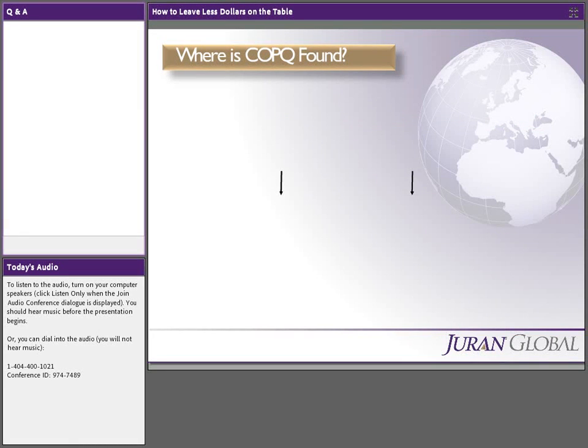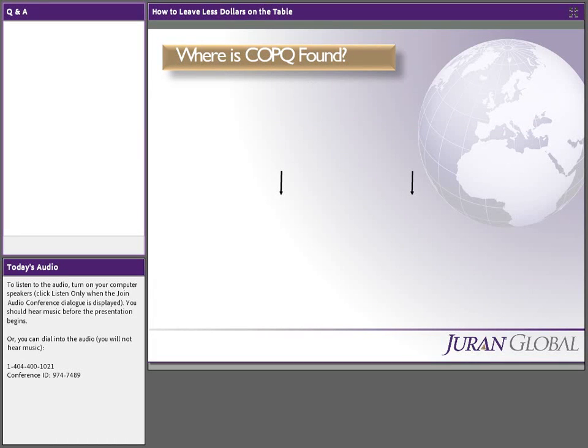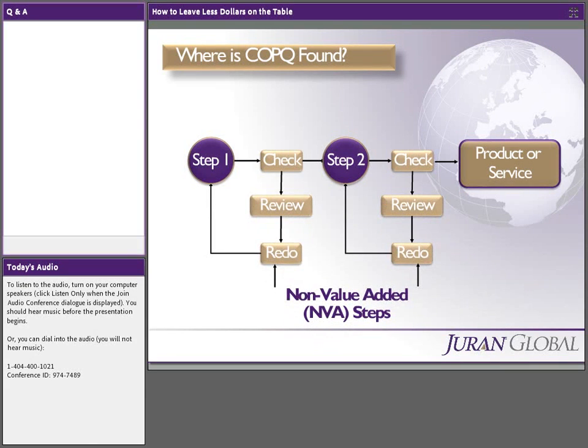Now, where's cost of poor quality found? And this is an interesting thing, because when I began my career, it was before just-in-time and before Lean and before Six Sigma. So, the traditional process was simple: you have a process step, and you check. You have process step 2, and you check, and you deliver the product or service. And if there was something wrong with step 1, you check it again. And eventually, we actually put in some rework loops and feedback loops to make sure that everything worked.